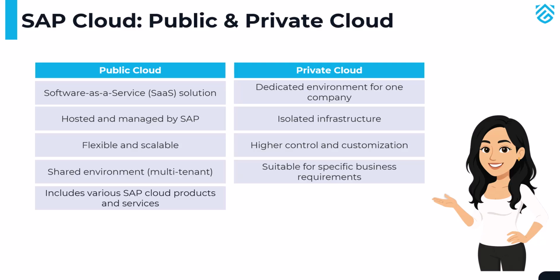Now we look at the SAP Cloud. Here we can distinguish between a public and a private cloud. The public cloud is a software service solution from SAP that is hosted in the cloud. It is a flexible and scalable way of accessing and using the cloud. The SAP Public Cloud comprises various cloud products and services that are developed and operated by SAP. One environment is used by several parties.